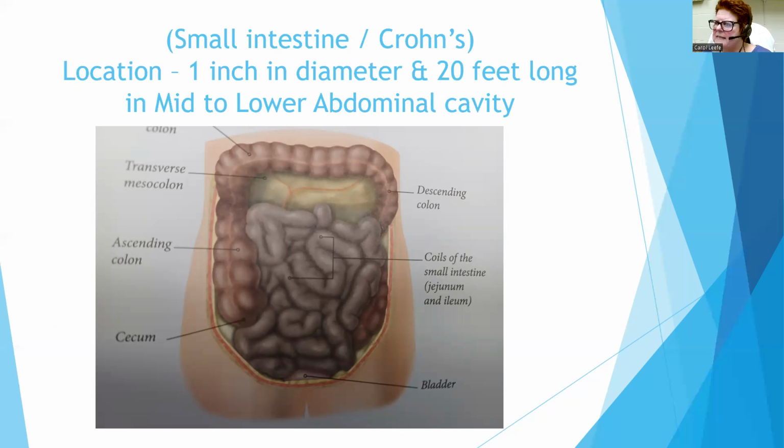So the small intestines, this is where Crohn's can occur. Now, Crohn's disease can occur anywhere from the esophagus all the way to the anus, okay? But it also really can occur in the small intestines. Now, the small intestines are 1 inch in diameter, but they're 20 feet long. And as you can see, they're all curled up in the middle, going to the mid-lower abdominal cavity. The large intestines, or the colon, kind of surrounds the small intestines.